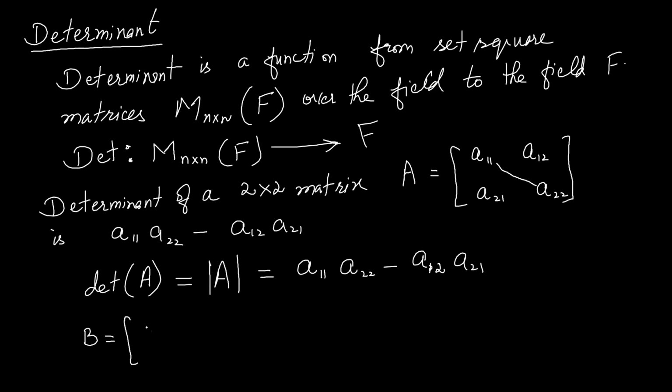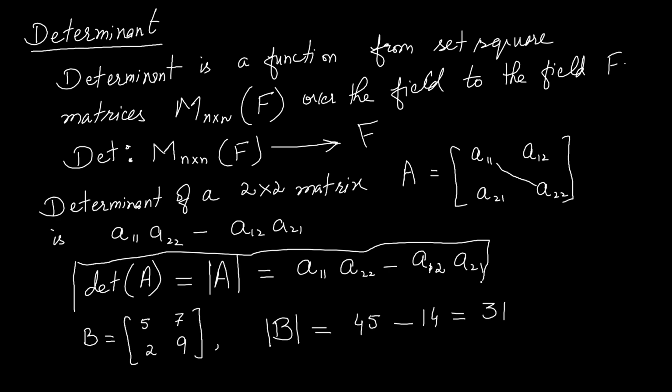Suppose B is equal to 5, 7, 2, 9, then the determinant of B is equal to 9 into 5, which is 45, minus 7 into 2, which is 14, which is equal to 31. So 31 is the determinant of the matrix B. You should remember this formula for the determinant of a 2 cross 2 matrix. We will also discuss method to calculate determinant of higher order matrices. But before that, we need to discuss some more related concepts. Let us first discuss what is a minor matrix.